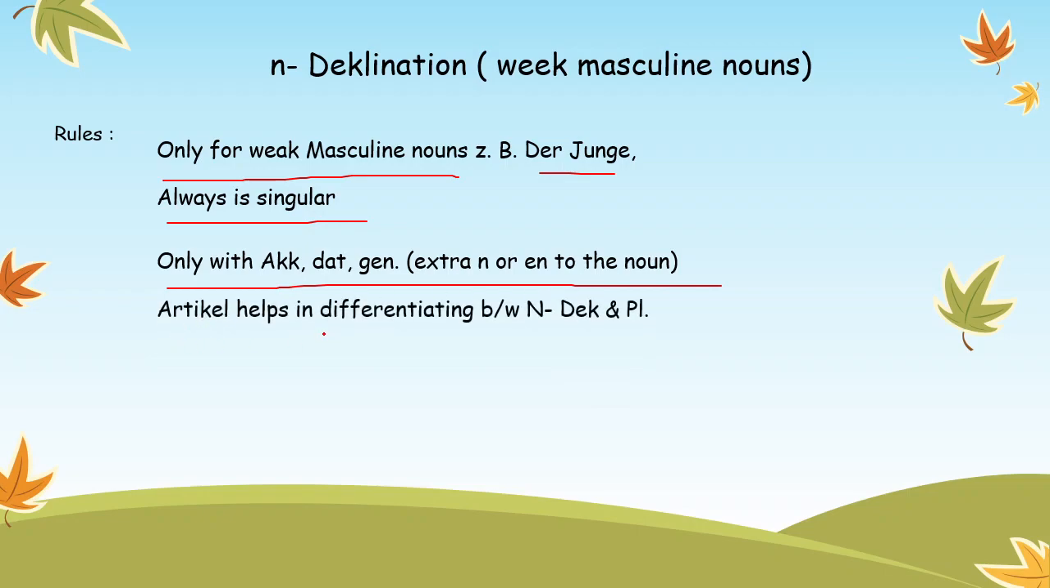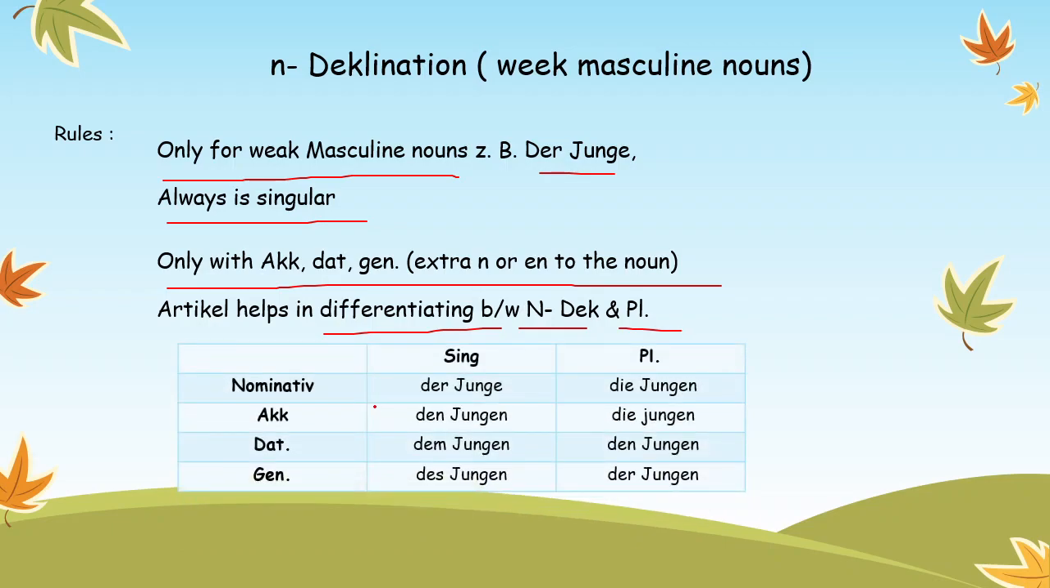The article helps to differentiate between N-Deklination and the plural, like der Junge, die Jungen. Jungen is the same, and it should be capital J. Jungen is the same, but only with the article can we differentiate between singular and plural.